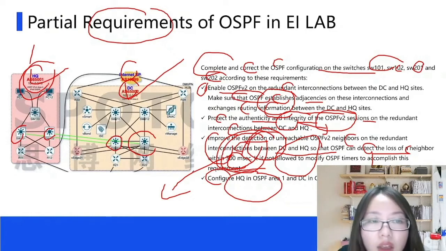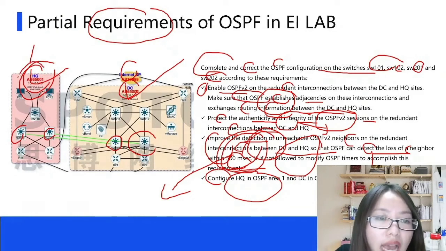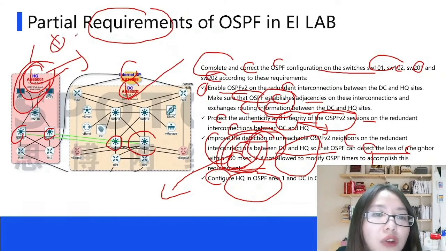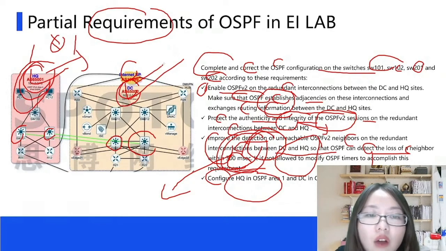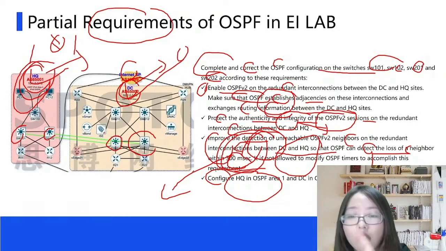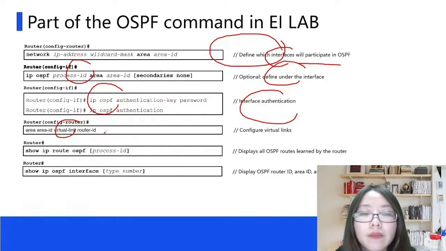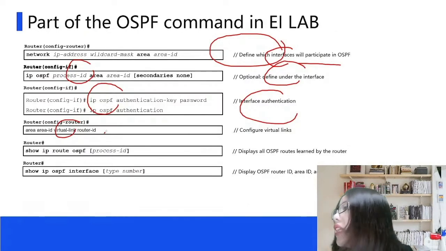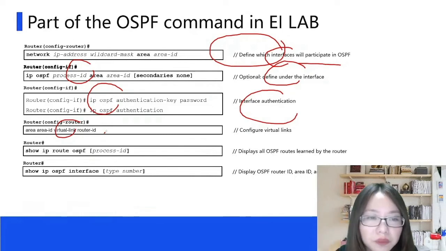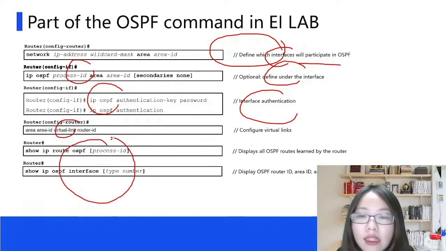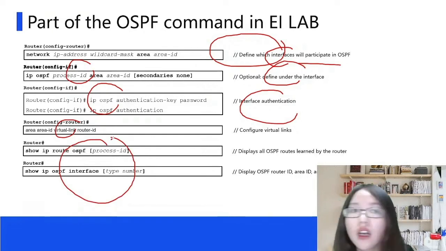This module is about the virtual link, because you can see that the CCIE EI lab exam requires us to configure HQ in area 1 and the DC in area 0. So we need to configure the virtual link so that we can achieve the connection between HQ and the DC. This command is about some commands to check the effect.